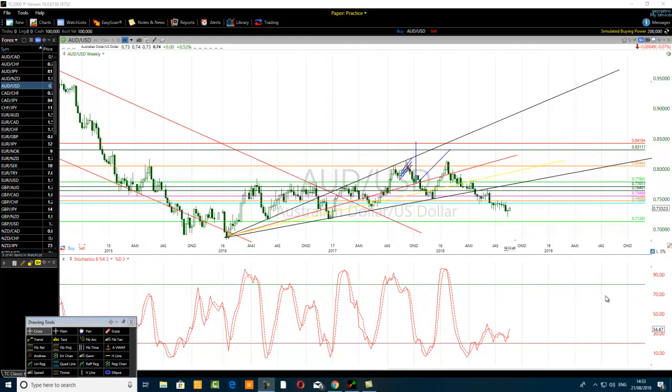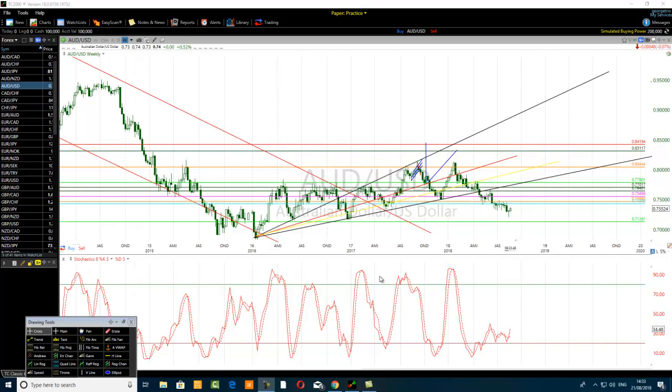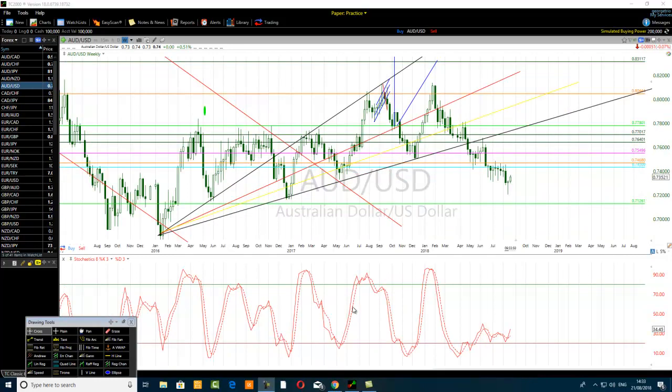Right? So here we have a stochastic pattern. It's not a gorgeous one. You can see stochastic was overbought, well overbought in the 90s. It displayed a low, and then it goes down to the oversold zone. It became very oversold here. Right? This is a distinctive stochastic pattern.